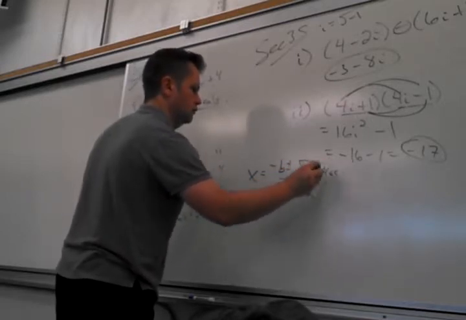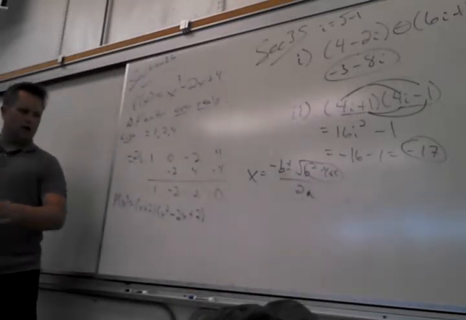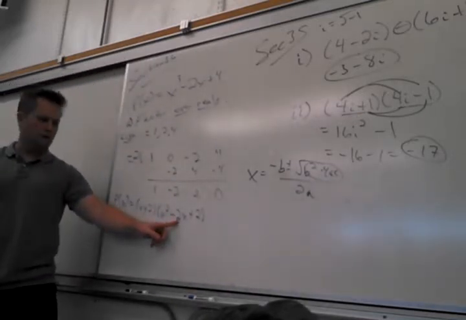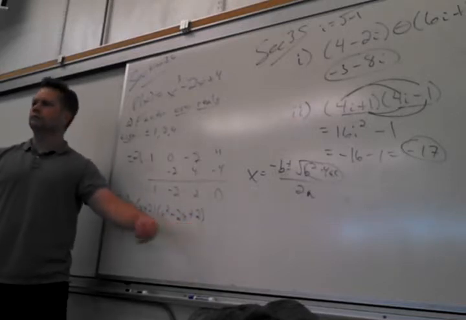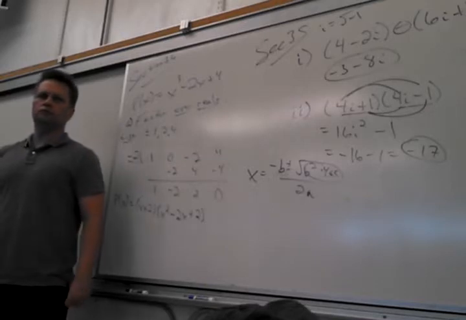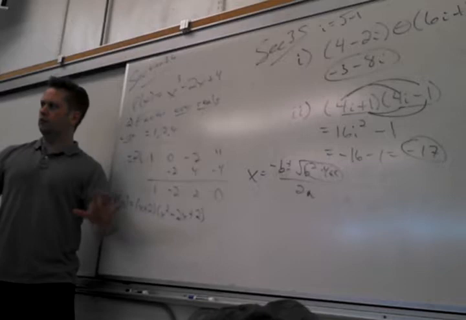This piece. What would have to happen to that piece in order for there to be complex answers? Yeah, and what's b squared? 4. Minus 4 times 1 times 2, so 4 minus 8. Totally negative. Cool. Wow. So I know there's going to be complex answers to this piece. You guys with me so far?